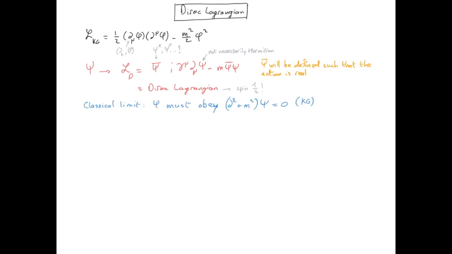And the argument is the same as what we used for vector fields. We want our particles, which are disturbances of the field which propagate on mass shell, to obey E squared equals p squared plus m squared. And we know from relativistic quantum mechanics that solutions to the Klein-Gordon equation will indeed describe particles which are on mass shell. But we also know that in the classical limit the equations of motion are given by the Euler-Lagrange equations.